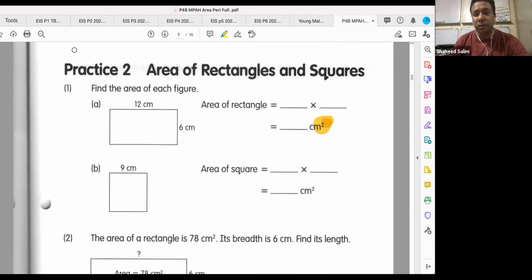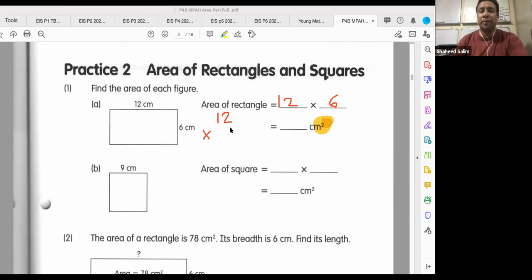Husna, Shafia, first one correct. Okay, so Naris, how to find the area, the first one? First one take 12 times 6. Now correct, Putra. 12 times 6, you times. Shafia, same thing also. Both of you find perimeter. Why you find the perimeter of the square? Don't find perimeter of the square, Shafia.